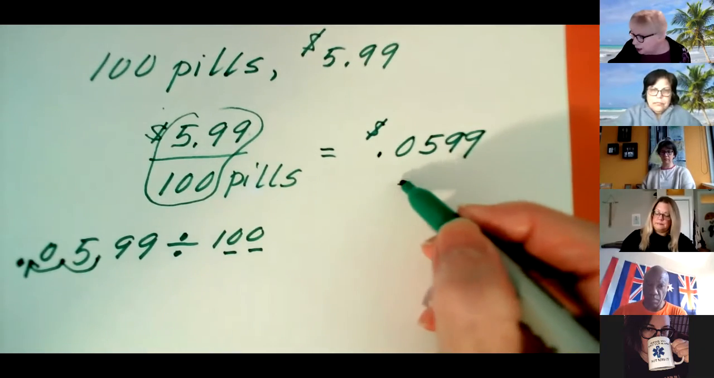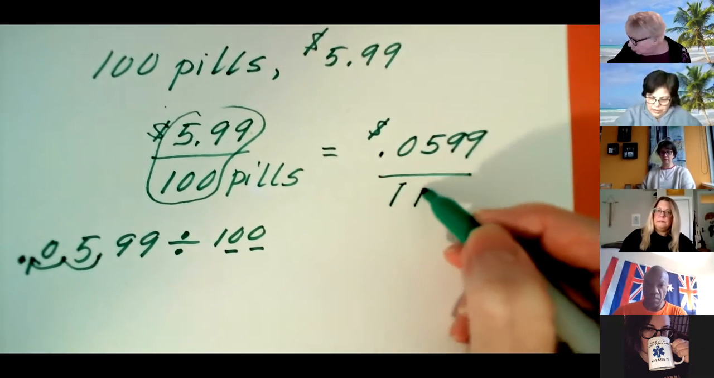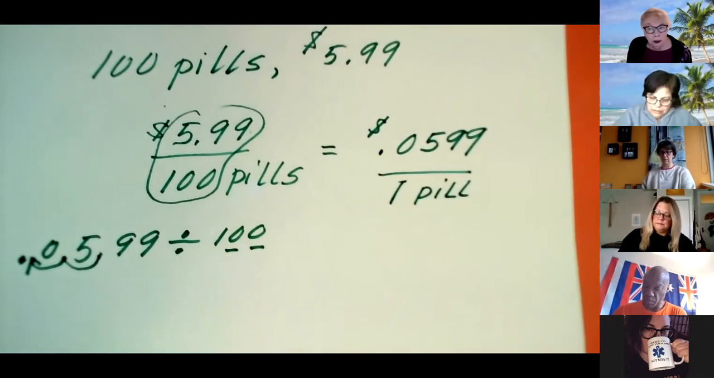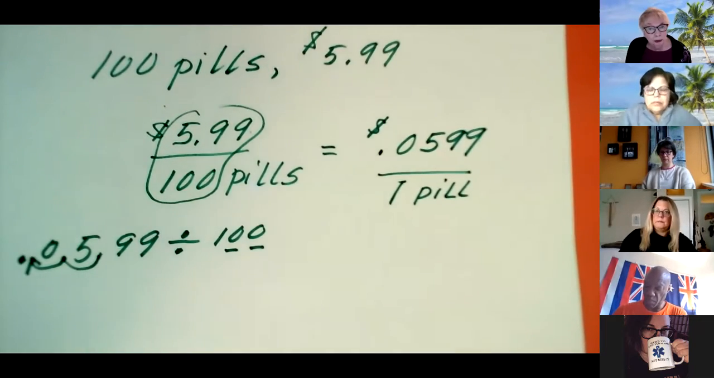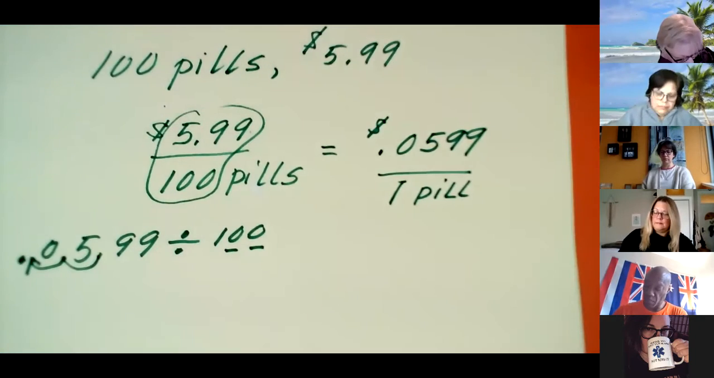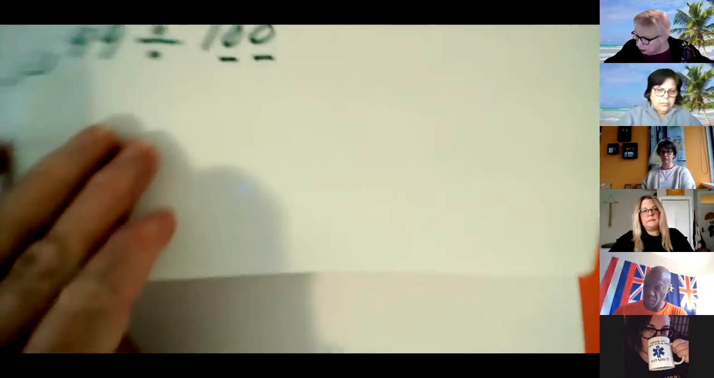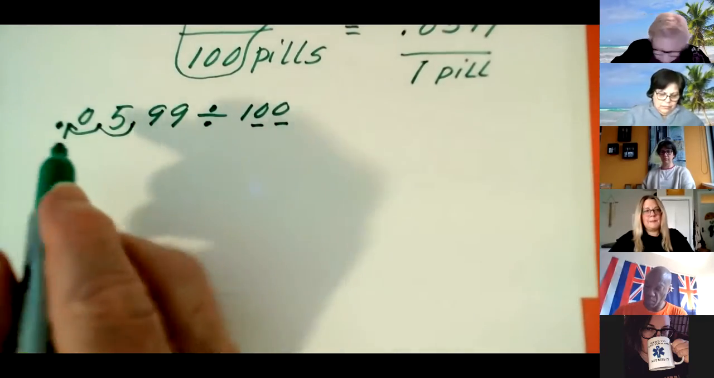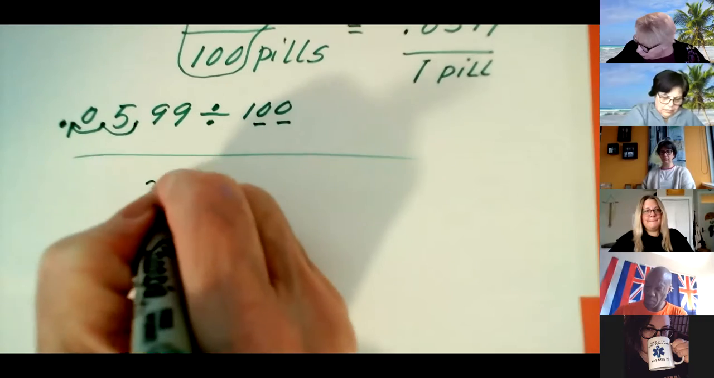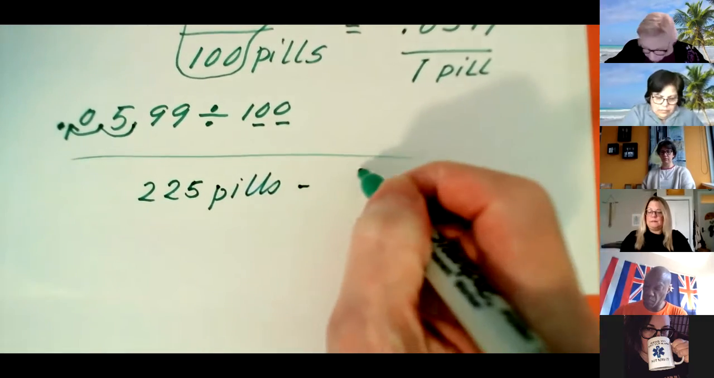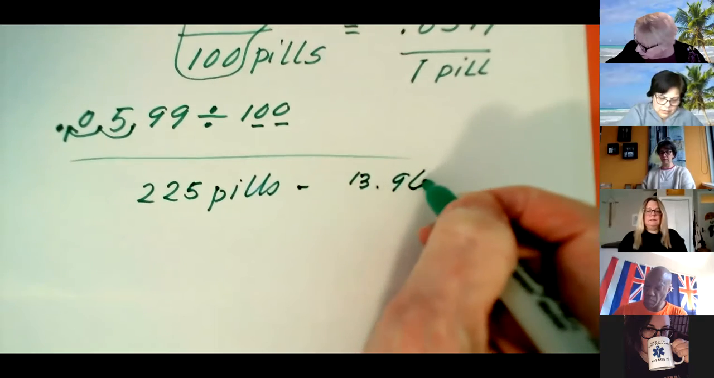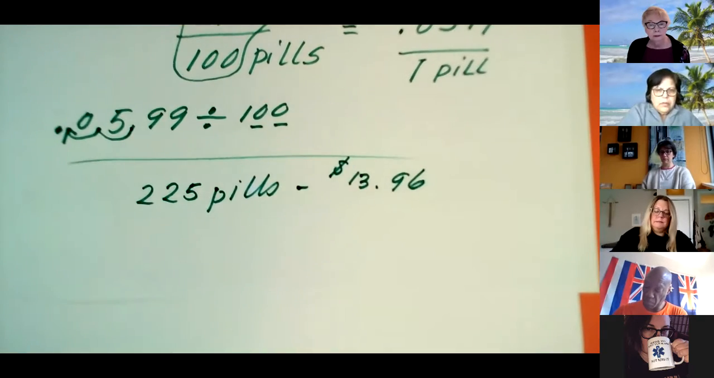This is for how many pills? 1 pill. Well, okay, it's around 5, closer to 6 cents a pill, right? Some pills cost more. Let me see about the other one. The other pill, they were selling for 225 pills for $13.96. Okay.